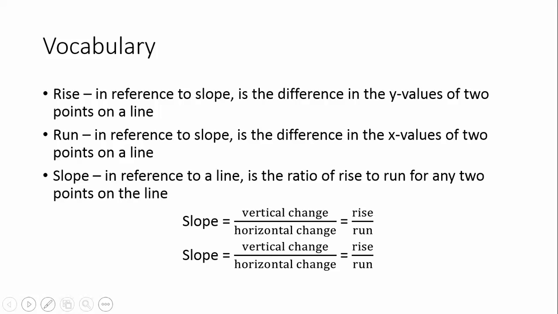Some more vocabulary terms. The first one is rise, and in reference to slope, the rise is the difference in the y values of 2 points on a line. So if you're looking at 2 points on a line, how far are they apart in their heights? The run, in reference to slope, is the difference in the x values of 2 points on a line. So now we're looking at how far apart are they, the 2 points, from left to right. And slope is the ratio of rise to run for any 2 points. So the slope is the vertical change over the horizontal change, or the rise over the run.